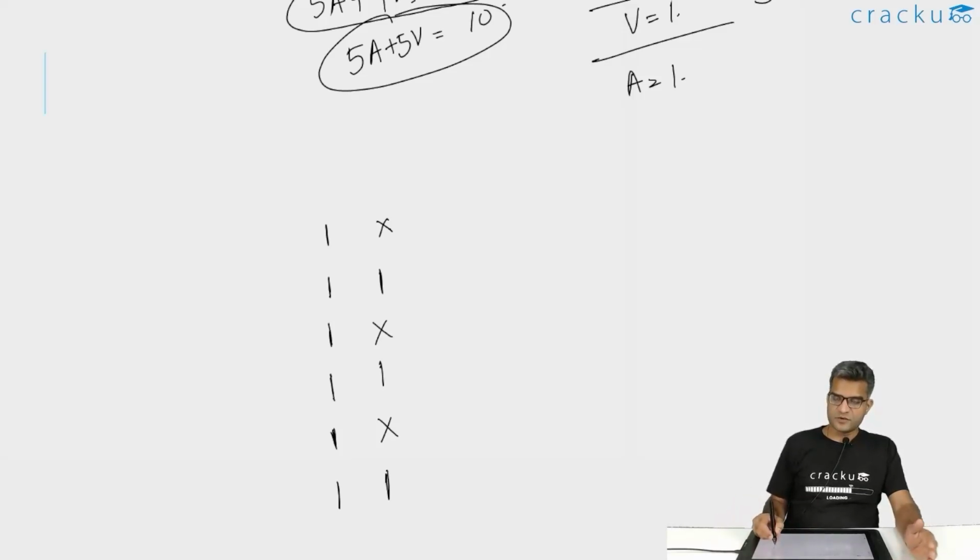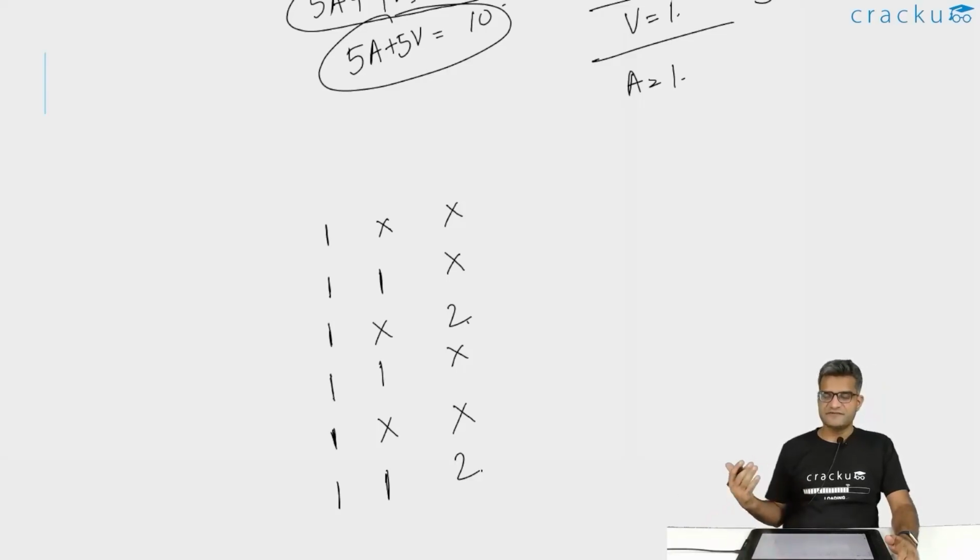Sunil doesn't work for 2 days, and on the third day, he does work. So on the first day, no work. Second day, no work. Then 2 units of work. Fourth day, no work. Fifth day, no work. And then 2 units of work. And then this cycle repeats after every 6 days.